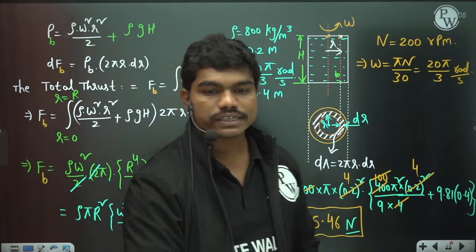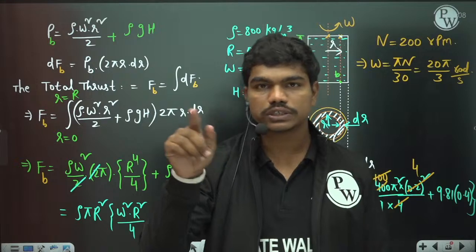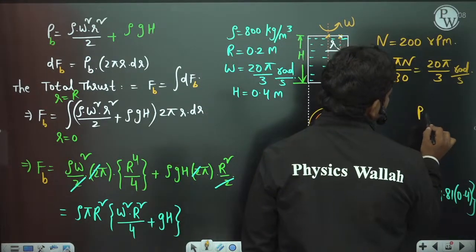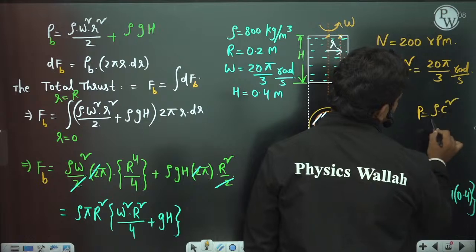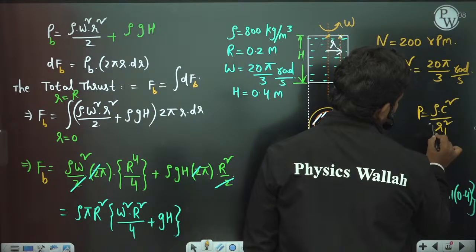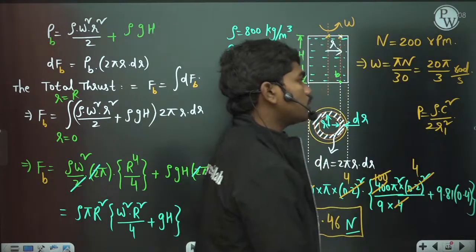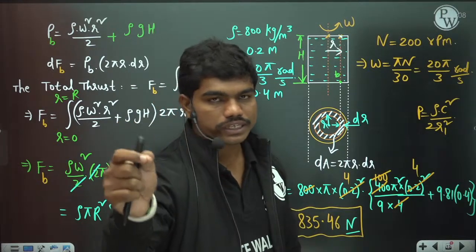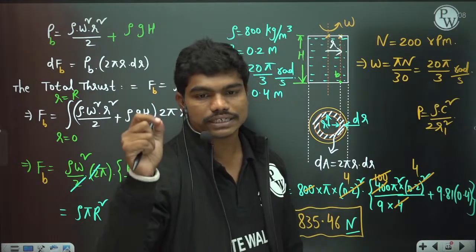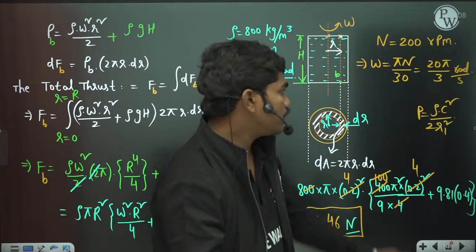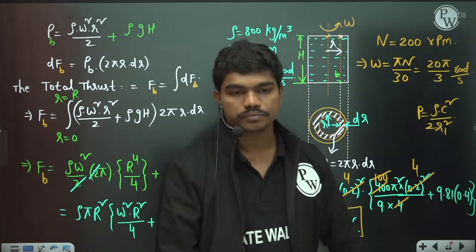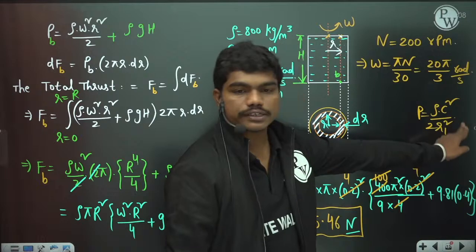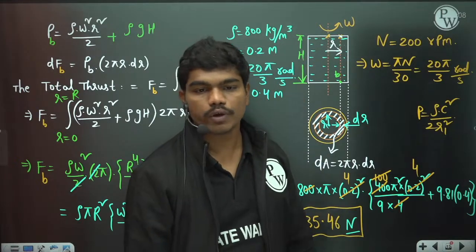If it is a free vortex, then you write P is equal to rho by 2 into c square by r1 square. If they give you the velocity at some particular radius r1, you have this c value. Instead of c square by r1 square, you can replace it with that velocity square value.